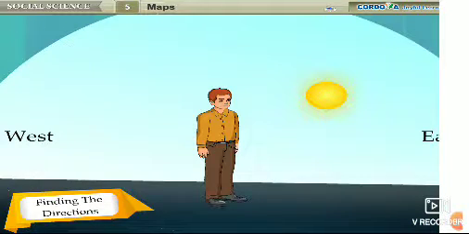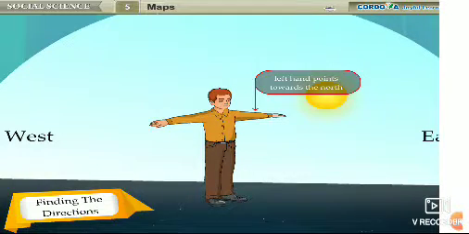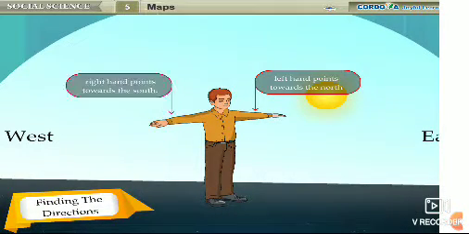As we know, the sun rises in the east and sets in the west. When we face the sun in the morning, we face the east while the west is towards our back. Our left hand points towards the north and our right hand points towards the south.